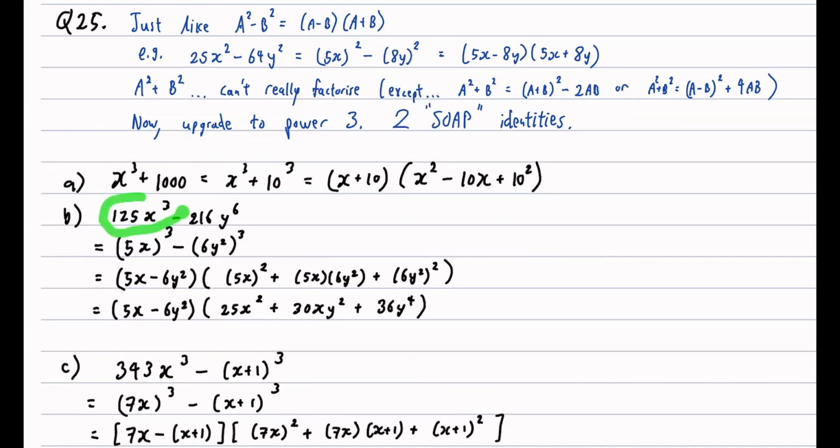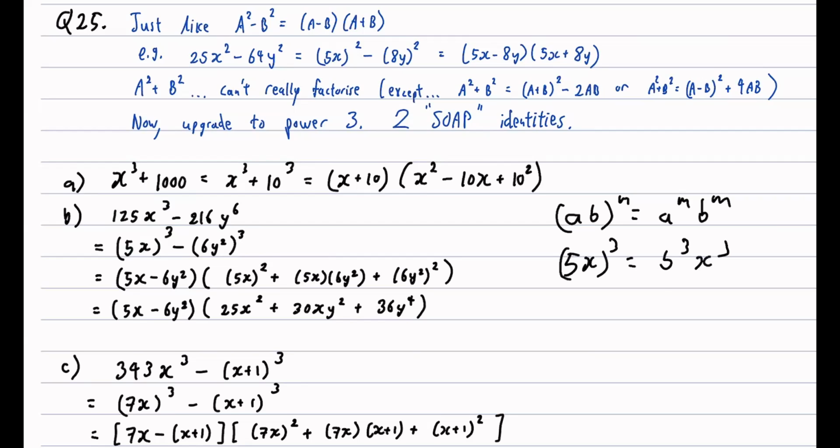Likewise over here, however, you have to be careful when the coefficient here is not a 1. 125x cube and 216y power 6. You have to rewrite it as 5x power 3, right? Because if you remember, ab power m is what? A power m times b power m. So 5x power 3 will become 5 power 3 times x power 3, which is 125x cube. Then you need to work backwards to get back to the 5x bracket cube, and so on and so forth. Similarly for the rest. Do you want me to go through?